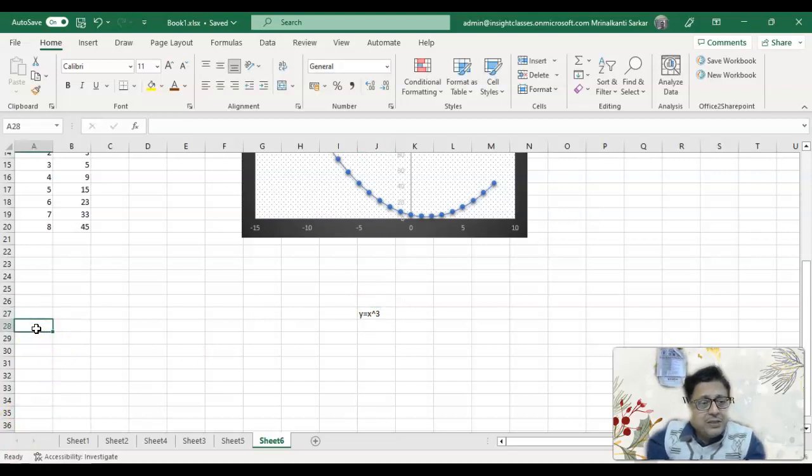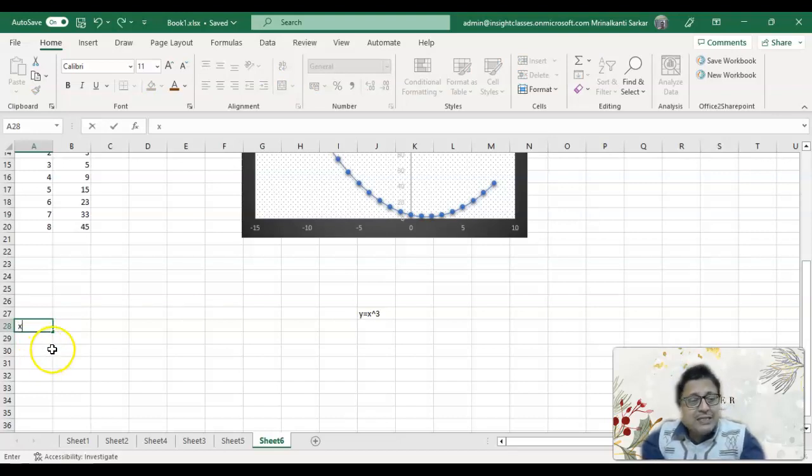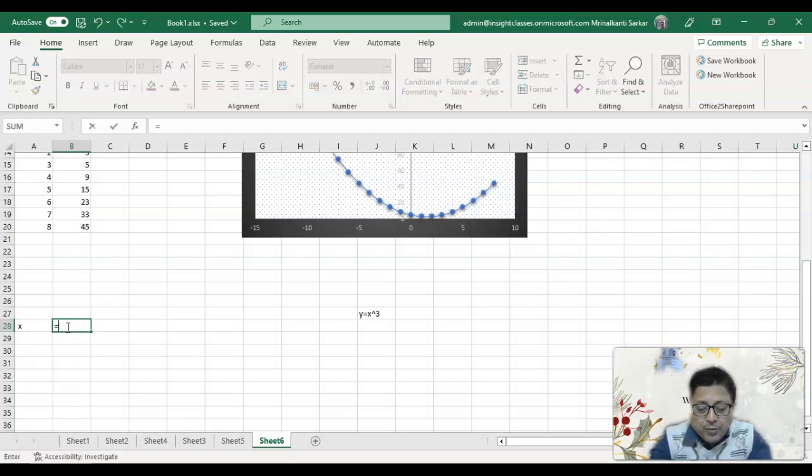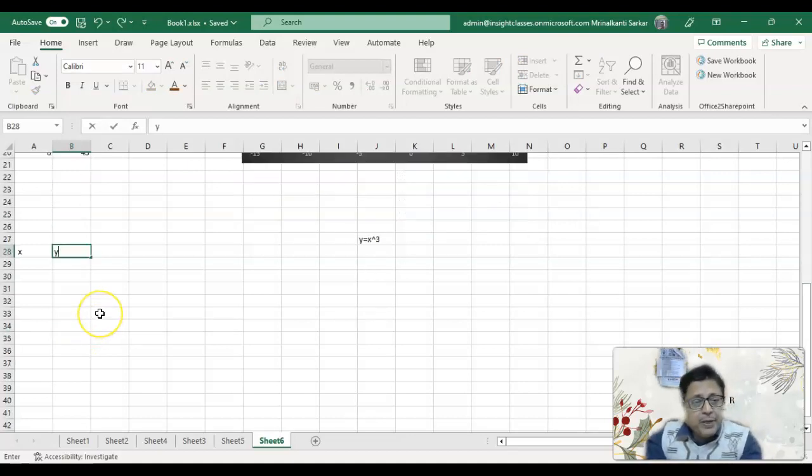This position where we have taken the cursor is A28. This you should remember, because when we are using a formula, we must use this as input. So you take x here and you take y equals x cube here. Y, we write y. The function will be written below it.